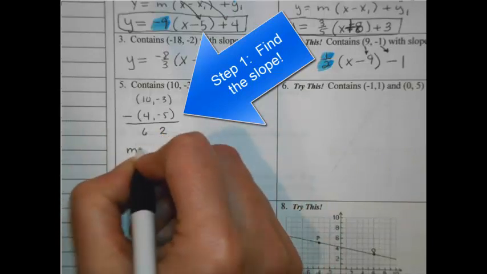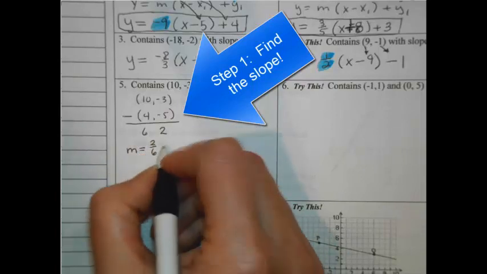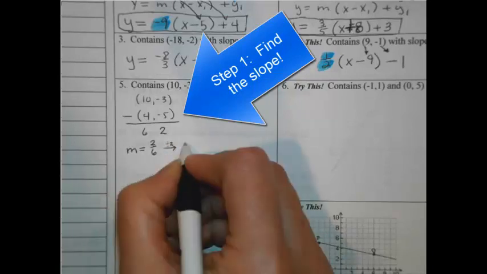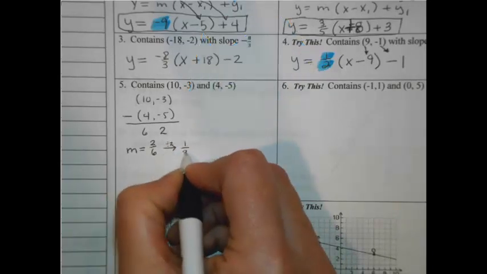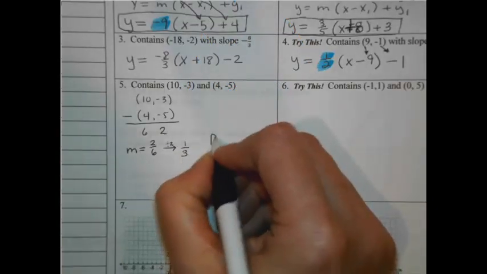Our slope value is going to be 2/6. Now don't leave it like that. That reduces, so let's divide that by 2. And that's going to bring us down to 1/3. All right, so that's our slope. And then we need a point.